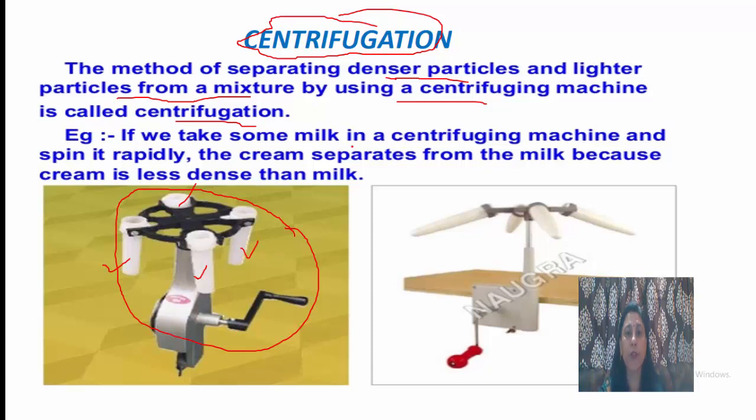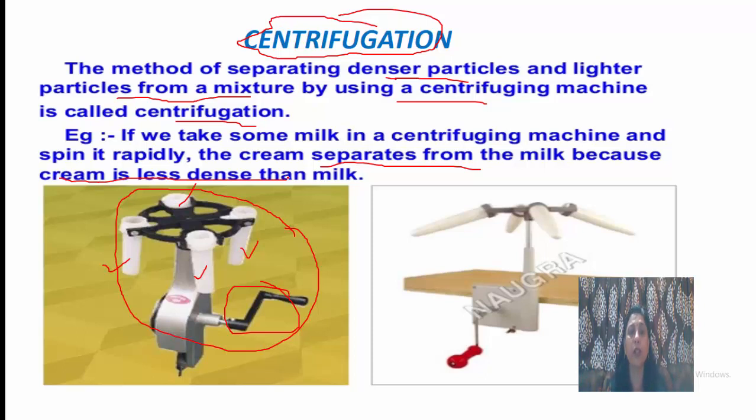So if we take some milk in a centrifuging machine, now you have taken milk in these test tubes, and if you spin it rapidly, spinning with this handle very fast, the cream separates from the milk because cream is less dense than milk. Less dense means it is lighter than milk. So with this technique, the fine suspended particles are separated. Clay particles are very fine, they may pass through filter paper, but they can be separated.